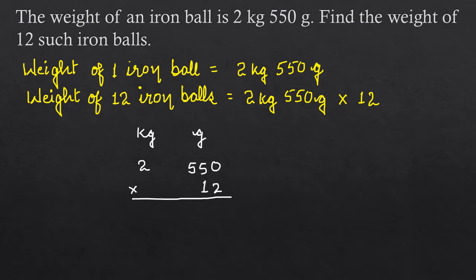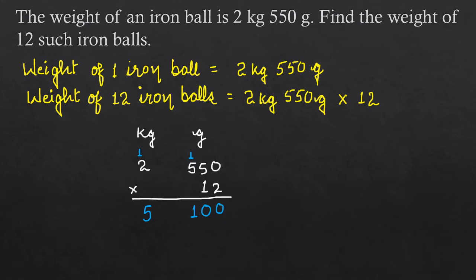Firstly multiply the given number by 2. 2 into 0, 0. 2 fives are 10, 1 carry. 2 fives are 10 and 1, 11. 1 will be written here and 1 carry. 2 twos are 4, 4 and 1, 5. Now multiply the number by 1, but 1 is at tens place.